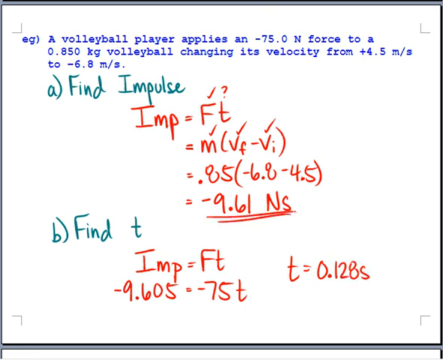So there's your two answers. So nice example showing you that you can sort of cherry pick. You can use either side of the equation. Life is good.